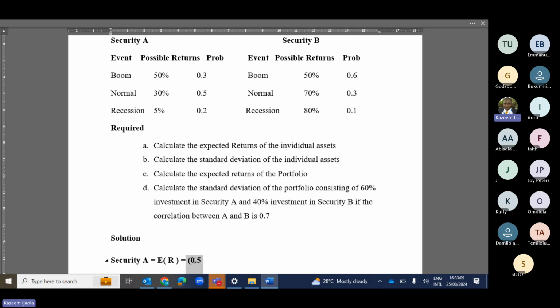Please call it for me now so that I know that you guys are with me. This is a revision, we've done it already in the class. I'm just doing a revision with us now. Times 0.3. Second one is 0.3 times 0.5, plus 0.05 times 0.2. This is for security A.